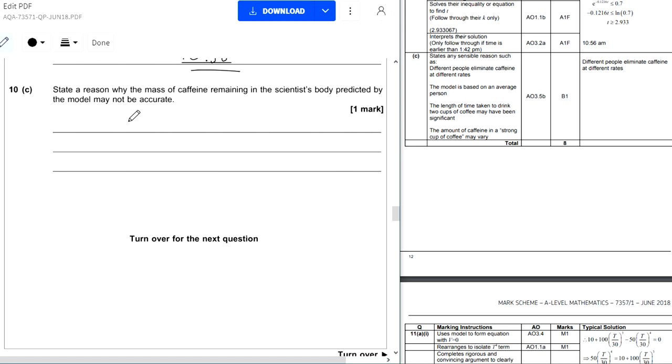There's a lot of things that you can say about this. And the mark scheme, I think, is probably the best place to find a good selection of answers. So the mark scheme literally states any sensible reason. Like, different people eliminate different caffeine at different rates. Models based on average. Length of time to drink 2 cups may have been different. The amount of caffeine in strong coffee may vary. Basically anything that makes sense.